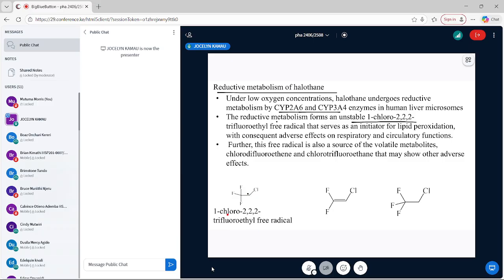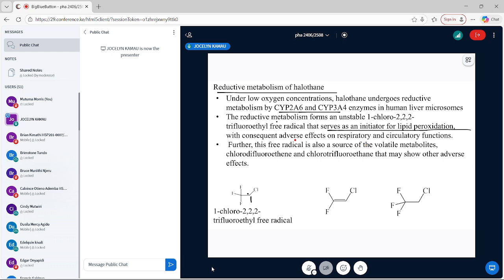A free radical has a dot. 1-chloro, the position where you have the substituent, you give it 1. So 1-chloro-2,2,2-trifluoro free radical. And we know that free radicals are very destructive. They are highly reactive, and therefore it can also bring about toxicity. Reductive metabolism forms an unstable 1-chloro-2,2,2-trifluoro free radical that serves as an initiator for lipid peroxidation.